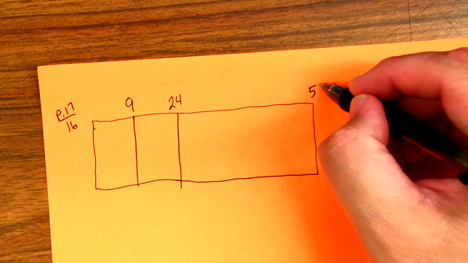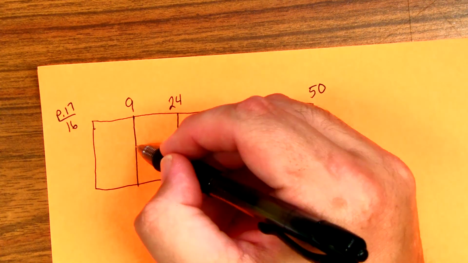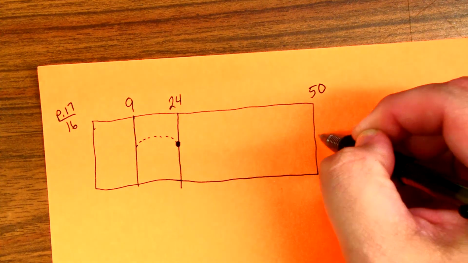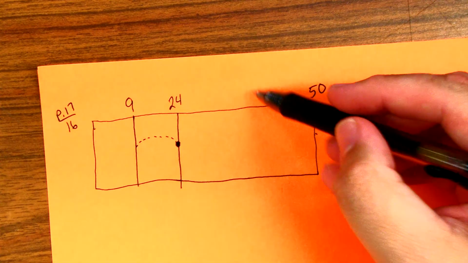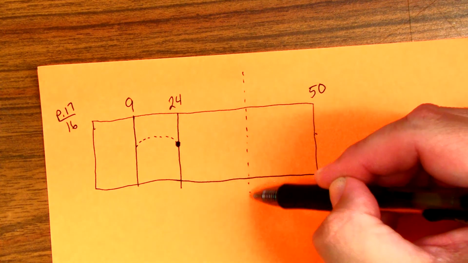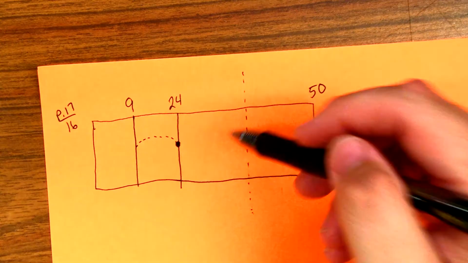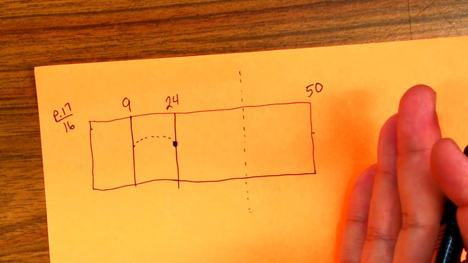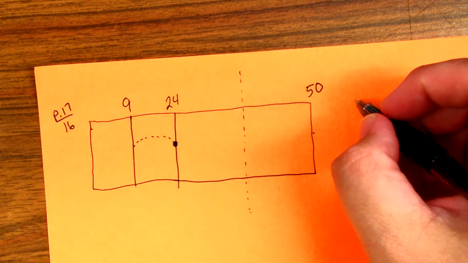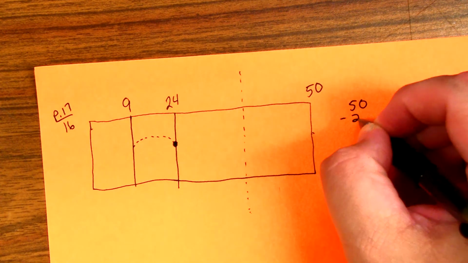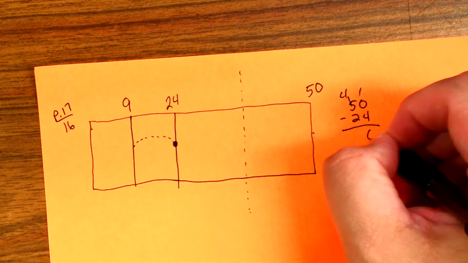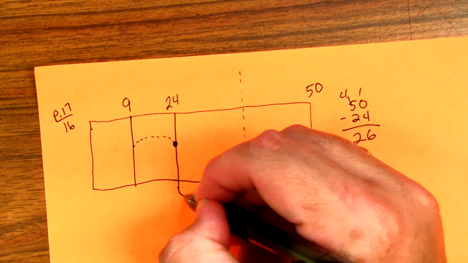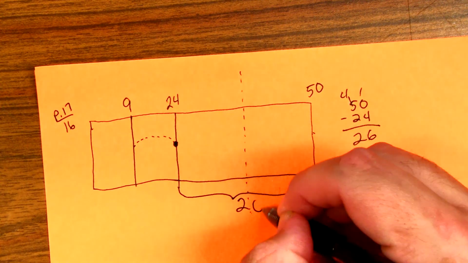So if this is the 50, the pass goes to here, and then the receiver makes it halfway to the 50. So we need to get to the halfway point. So how are we going to figure out the halfway point between 24 yards and 50 yards? All right, subtract 24 from 50. So 50 minus 24. 4, that's 6. So that's 26. That tells me that this length right here is 26.